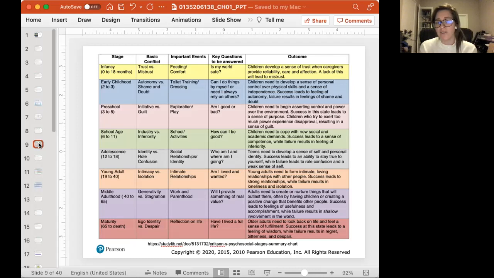Okay, school age 6 to 11, industry versus inferiority. Can I be successful in accomplishing things or am I incapable, right? Important events involve school and activities. And the key question to be answered, how can I be good?